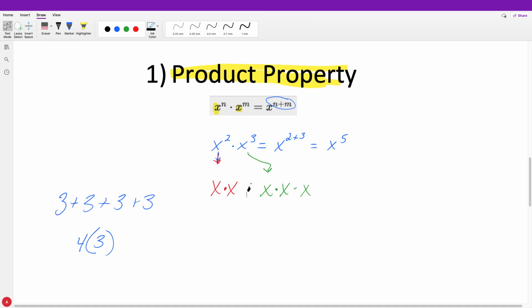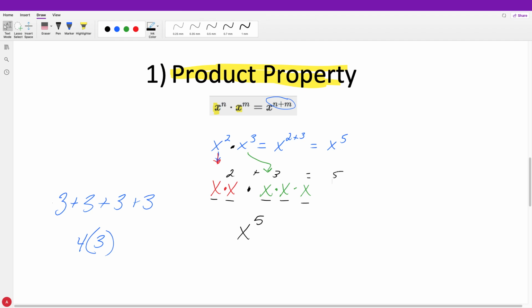So if we were to expand these out and write it out like this, we see, well, since they're being multiplied in between, that we now just have x times x times x times x, or 5 x's that we are multiplying together. So the way that we can go from 2 and 3 is we can simply just add those together.